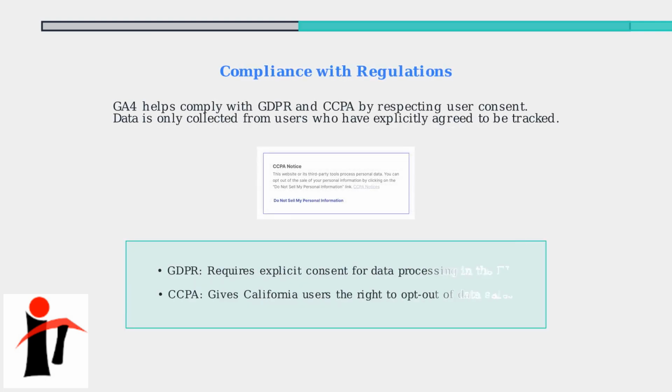Under GDPR, websites must obtain explicit consent before collecting personal data from EU users. Similarly, CCPA requires businesses to honor opt-out requests from California residents regarding the sale of their information.